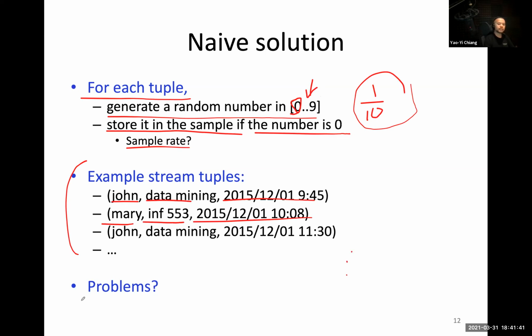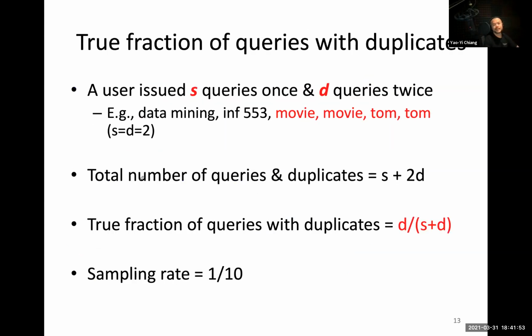But what would be the problem? Can this sampling strategy help us answer that question of duplicated queries? Well, no. But why? Let's look at one example. Say we have the true fraction of queries with duplicates. If we have the offline data set, we can store all of it. And how do we calculate the fraction of queries with duplicates?